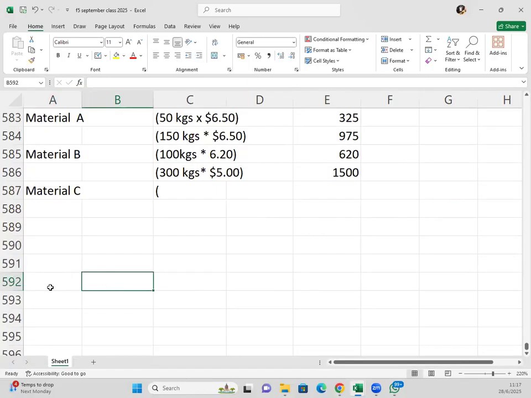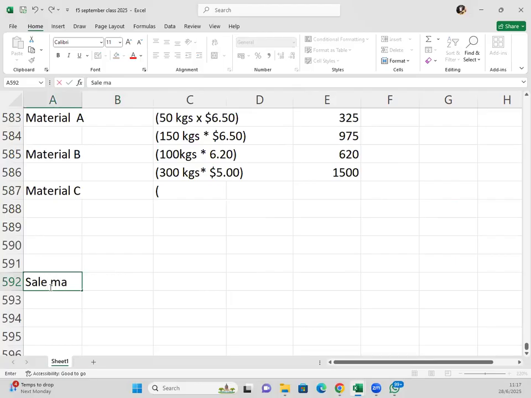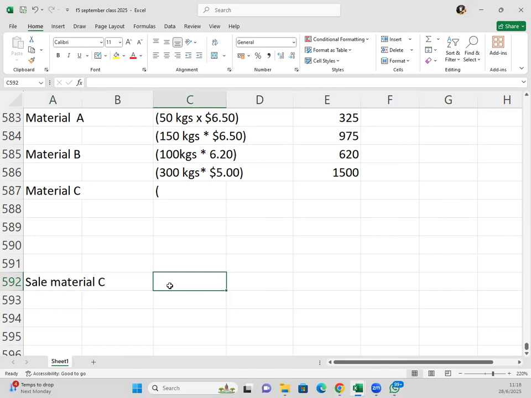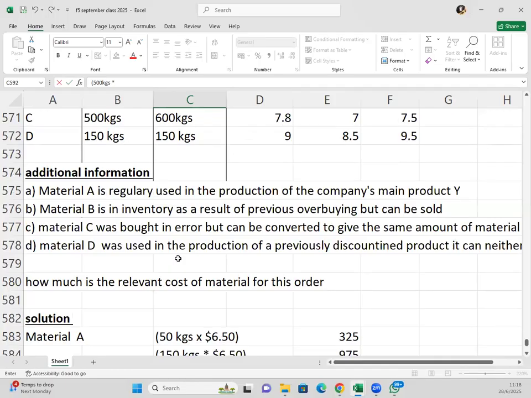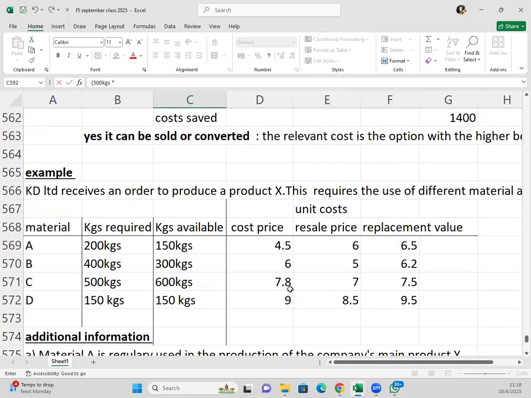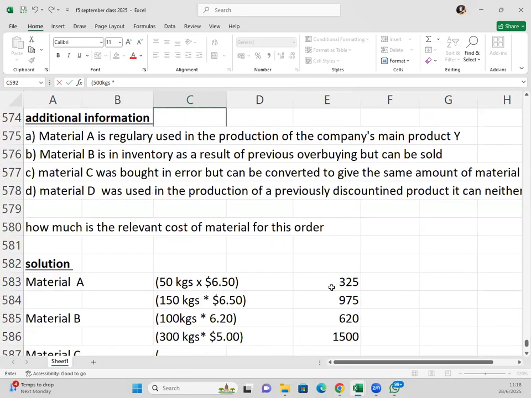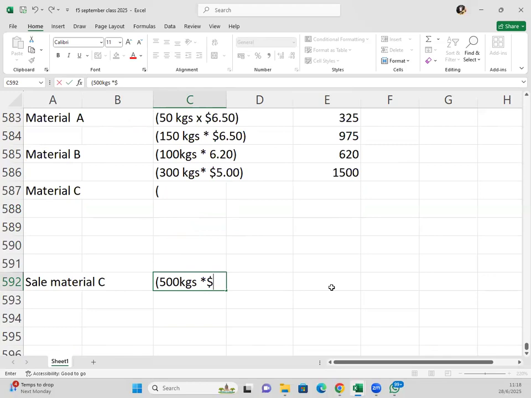We can work it out below here. The option to sell material C. If we sell material C, how much would we benefit? We need 500 kgs, so we are talking about the kgs that we need. If we sell those 500 kgs of material C, what would we get? The resale price was given. We would resell material C at $7 each. So how much would we get?